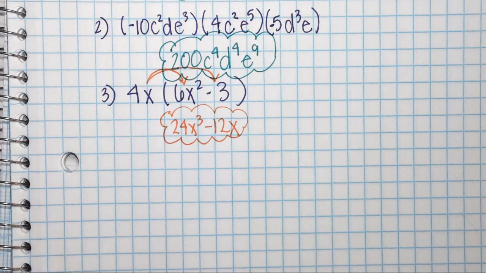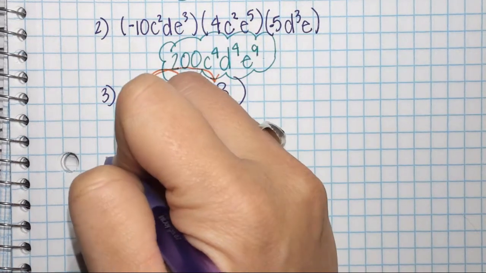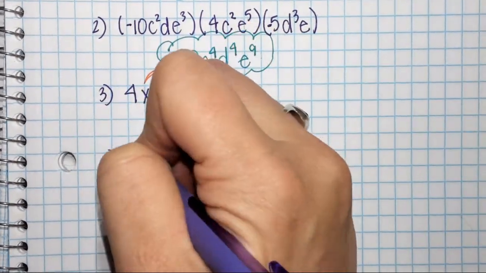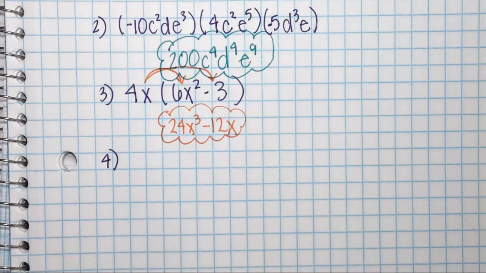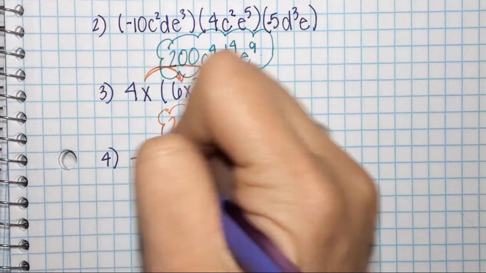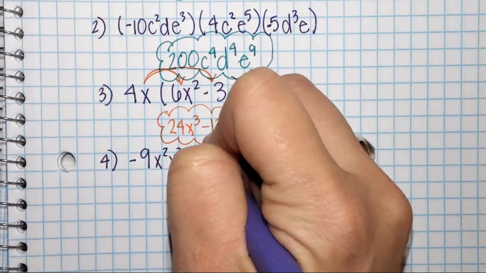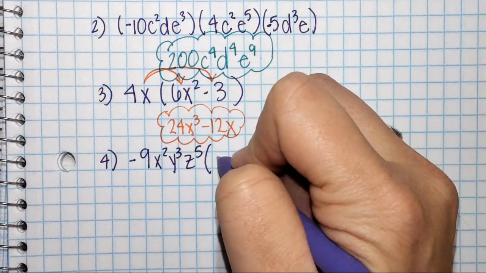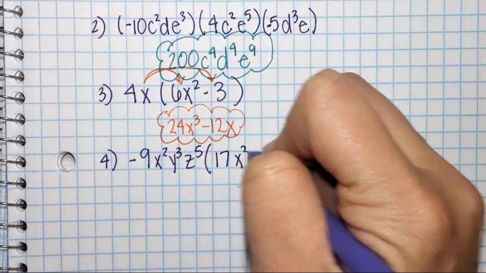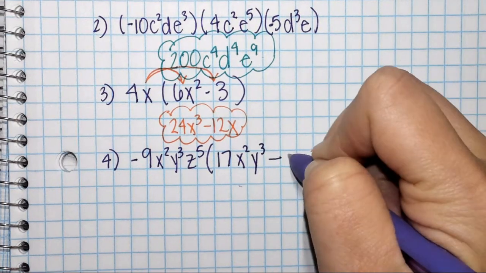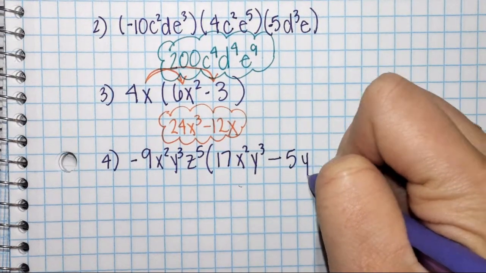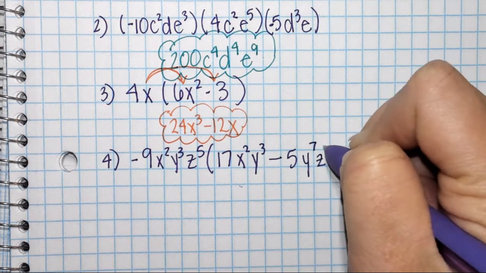Any questions on where we got any of those letters and or numbers? Are we sure? Speak now or forever hold your peace. Because you have a test on this real soon. All right, number 4, try it without me. Do I want to go crazy? I do. Negative 9, x squared, y cubed, z to the 5th times 17, x squared, y cubed, minus 5, y to the 7th, z to the 4th.